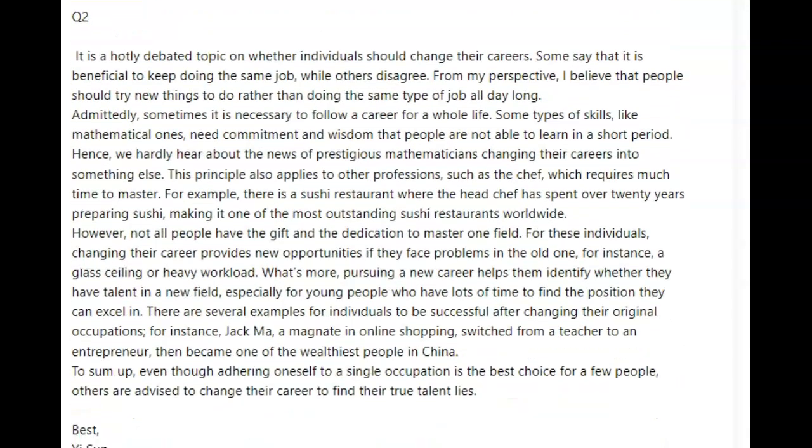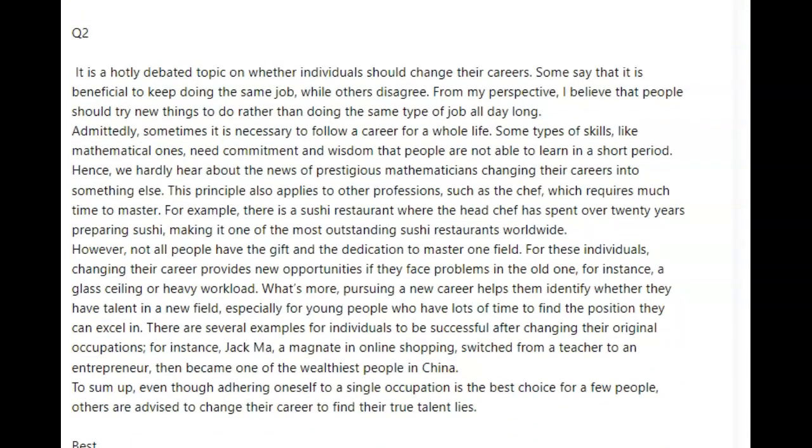Let's take a look at your task 2. This is about changing your career. Great. Okay. It is a hotly debated topic on whether individuals should change their careers. Some say that it is beneficial to keep doing the same job, while others disagree. From my perspective, I believe that people should try new things to do rather than doing the same type of job all day long. Okay, let's talk about this just a little bit.